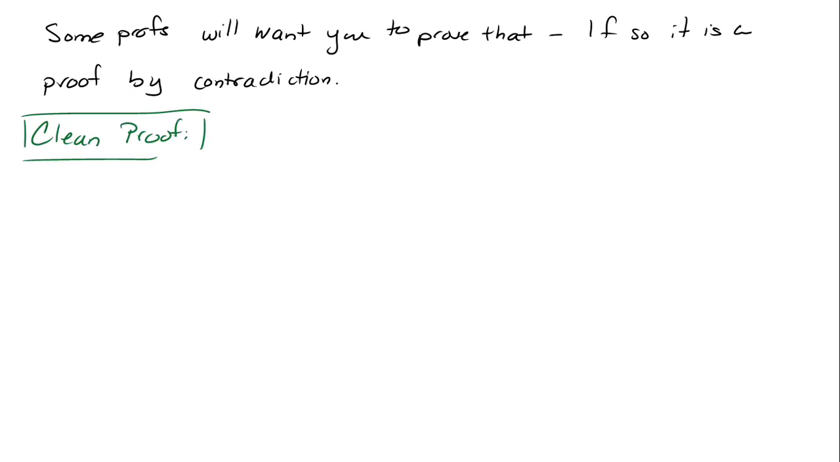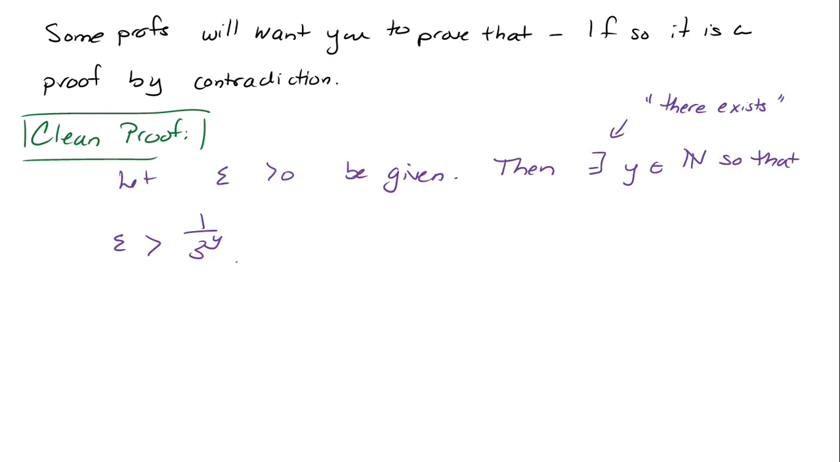So here's what the clean proof looks like. I want you to see it all done. Now that I've unraveled everything and figured everything out, I do have to write a clean proof. And this is what real analysis, baby real analysis teachers like to see. So you start out with: let epsilon greater than 0 be given. Then there exists, that symbol means there exists, a y so that epsilon is bigger than 1 over 3 to the y.